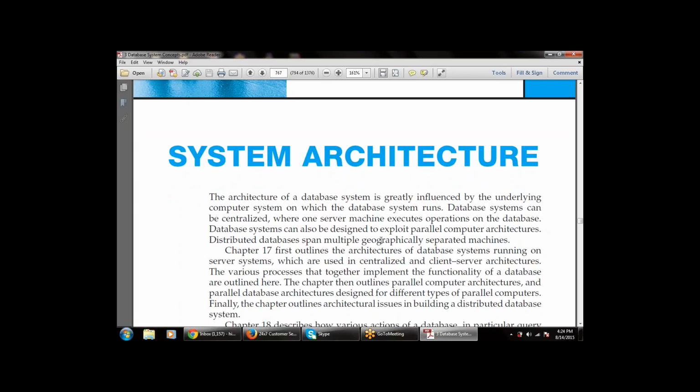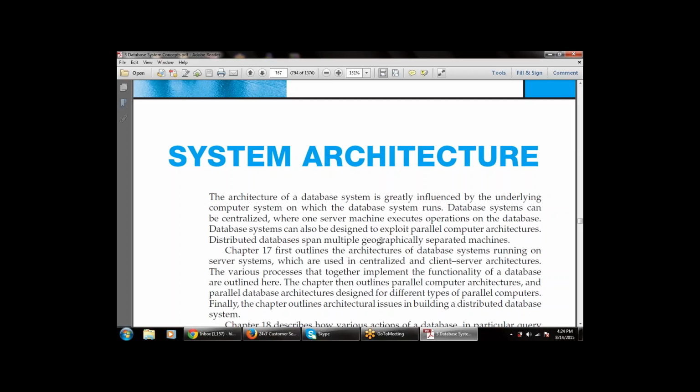Distributed databases can span multiple geographically separated machines. So there are distributed databases that can disperse the data geographically across separated machines in various separated parts. That is, they can span multiple geographically separated machines, beyond the boundaries of geographically segregated countries.